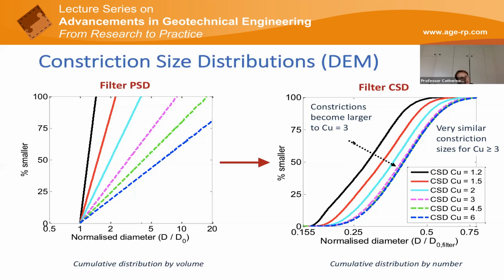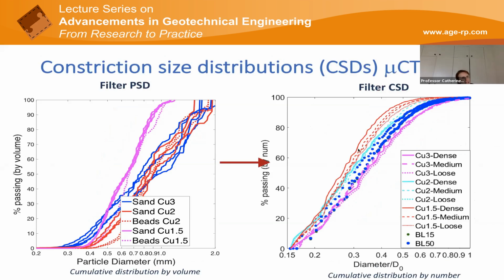And we see that our constrictions continue to increase in size as CU goes from 1.2 up to 3, and then they don't seem to get any bigger. So we've got very similar constriction sizes for CU bigger than 3. And we see for the lab data, again, that as our CU increases, we can see an increase in the constriction sizes, but we can't say anything about CUs beyond 3 for this data set. But we are getting similar results where the CUs overlap between our microCT and our DEM analysis.